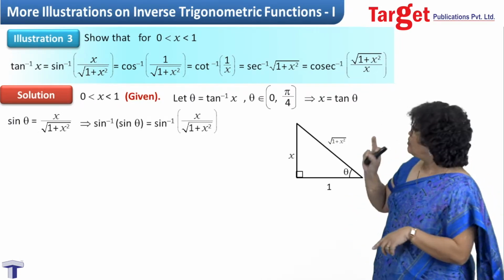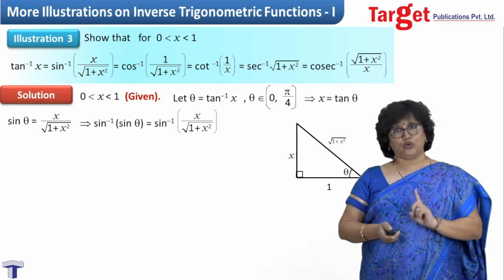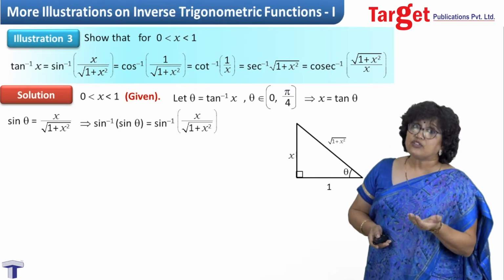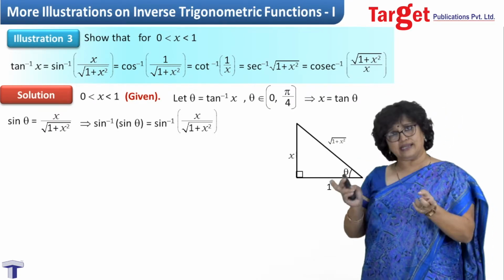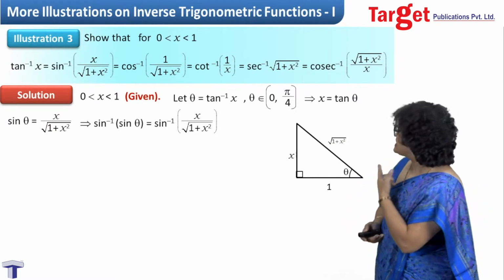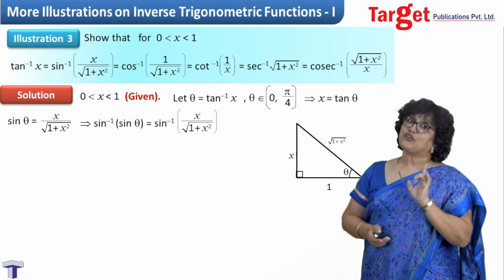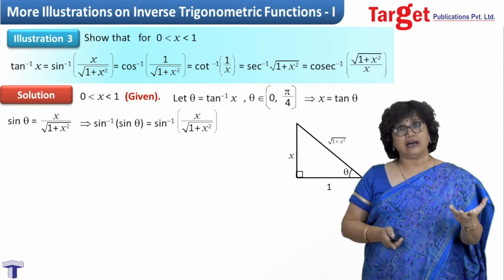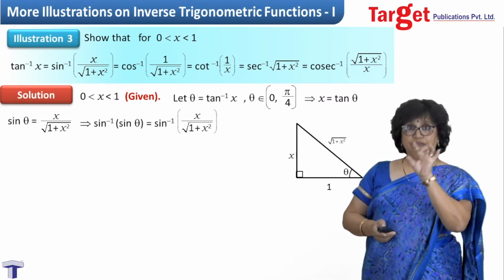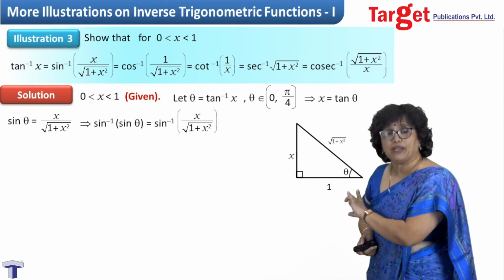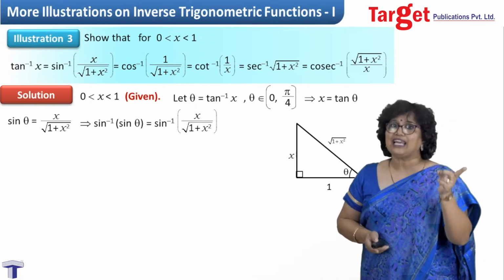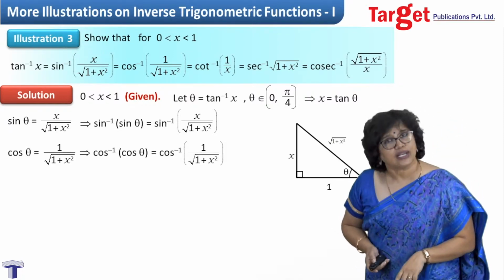My sine theta from the triangle is x upon under root 1 plus x square. Sine inverse of sine theta I will take. That means on both sides I will be taking sine inverse. It is sine inverse of x upon under root 1 plus x square. Now left hand side sine inverse of sine theta would become simply theta. Reason? Theta, which belongs to 0 to pi by 4 in this problem, is well within the range of sine inverse.